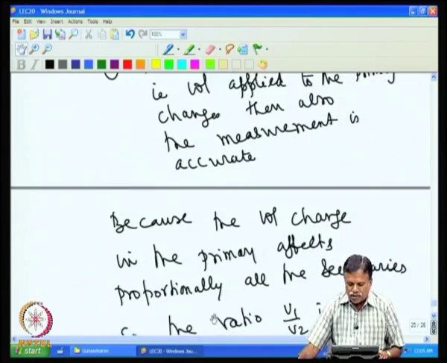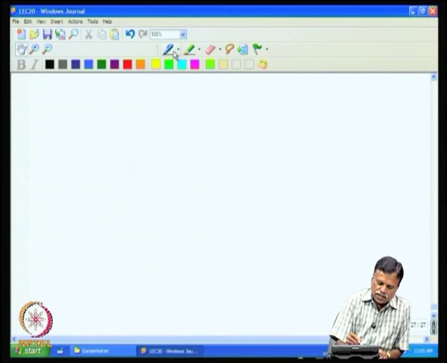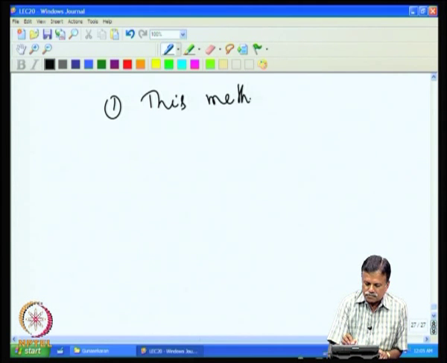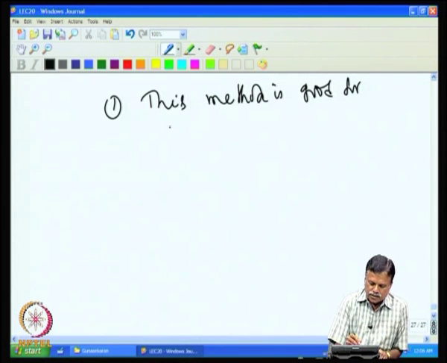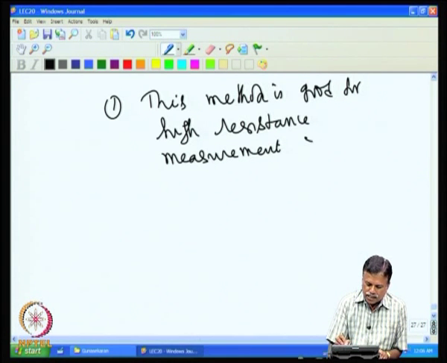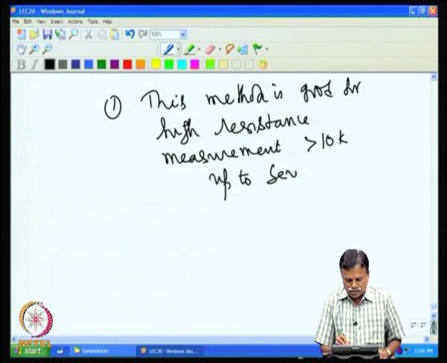This method is suitable for high resistance measurement and medium level resistance measurement. So, one has to be careful in using this bridge. Essentially, this method of measurement is good for high resistance measurement, say probably greater than 10K, up to several hundred megohms.